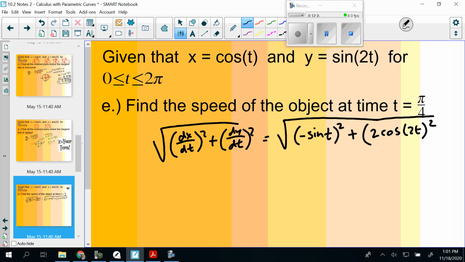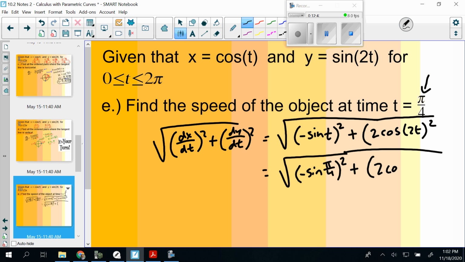So now we want to put our t value in there, which is pi over 4. So let's see what we get here. This is going to come out to be negative sine of pi over 4, squared, plus 2 cosine of 2 times pi over 4, squared. I'm going to simplify this. 2 pi over 4 is going to end up being the same as just pi over 2.